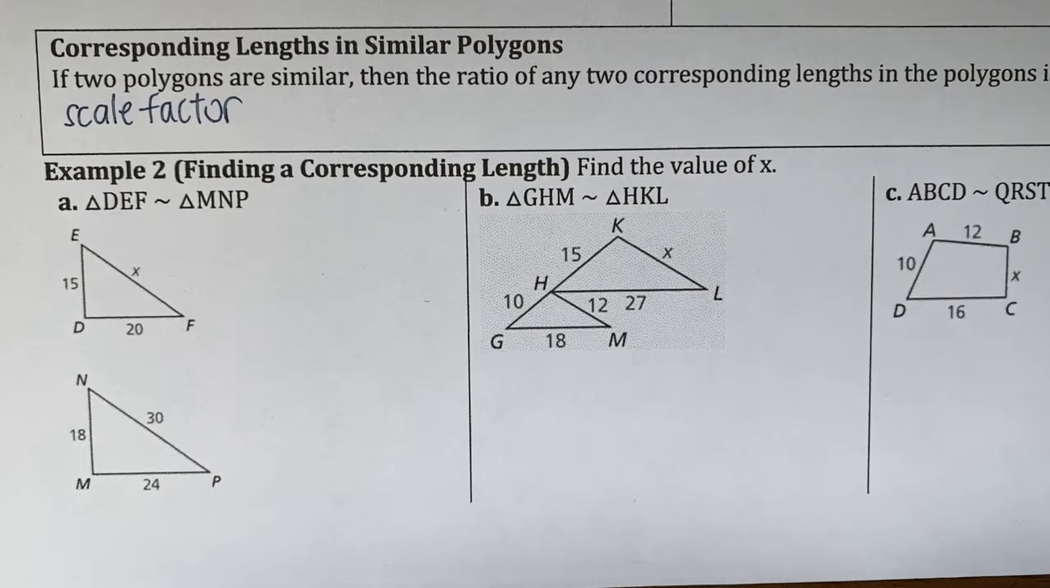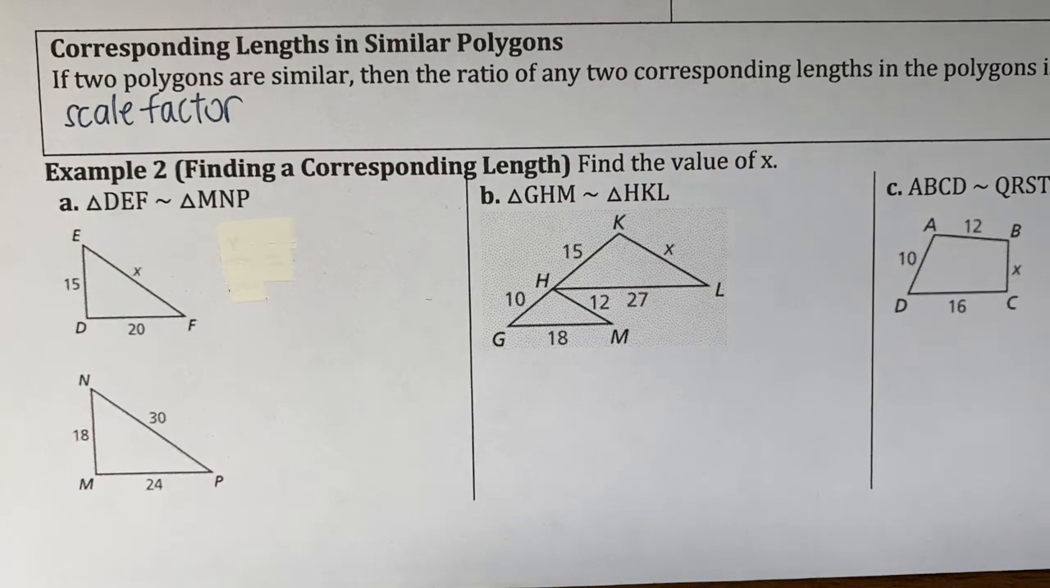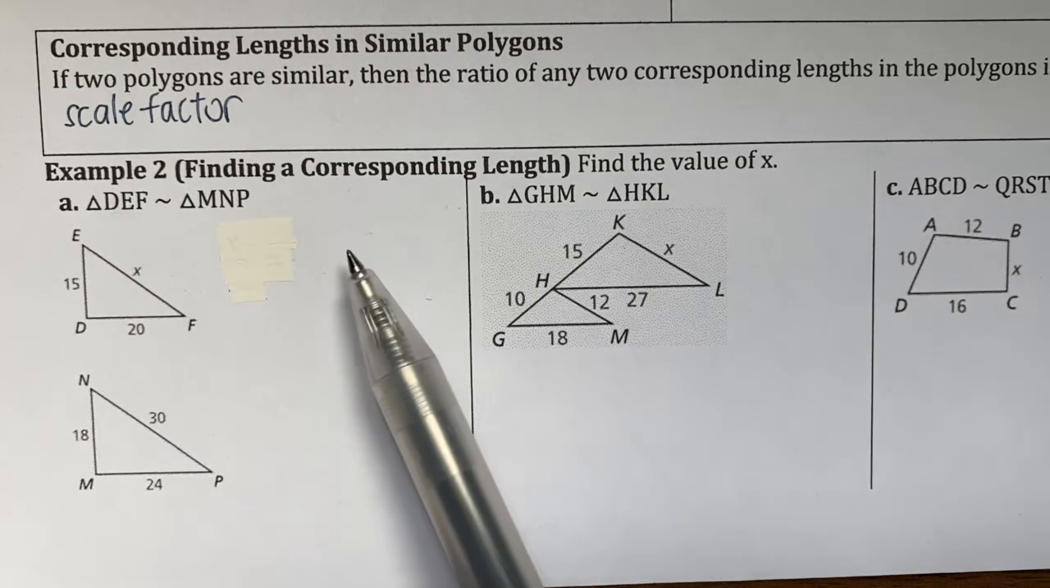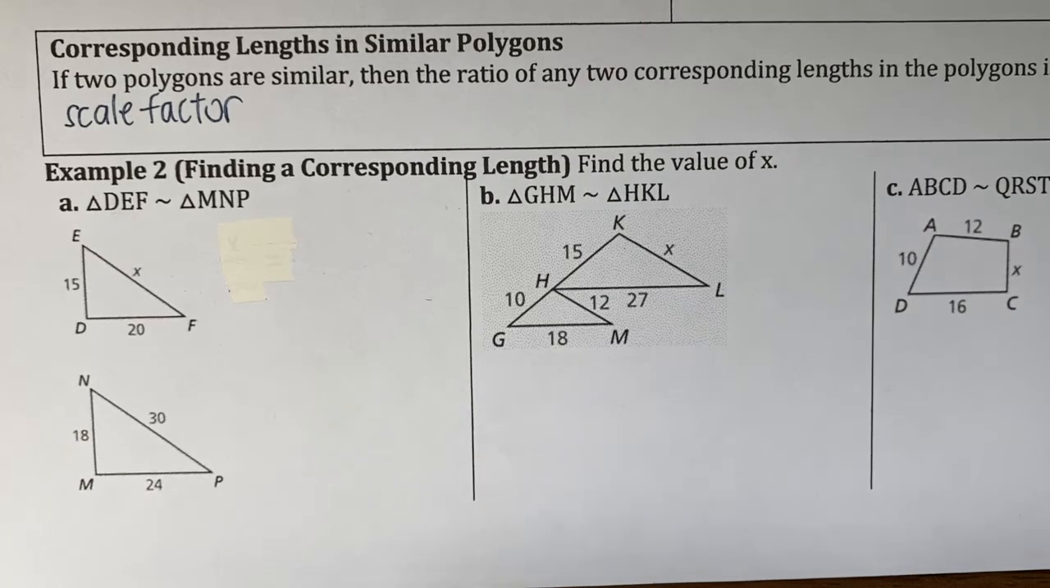But before we do that, we need to note that if two polygons are similar, then the ratio of any two corresponding lengths in the polygon will be equal to the scale factor. This is the fact that we're going to use to solve the next problem. For example 2, I'll be giving you two similar polygons, and you'll need to find the value of x, which is going to be a missing side of the polygon. In order to do that, we are going to set up a proportion to solve for the missing length.